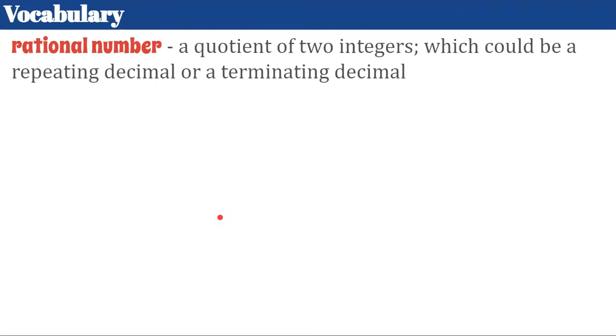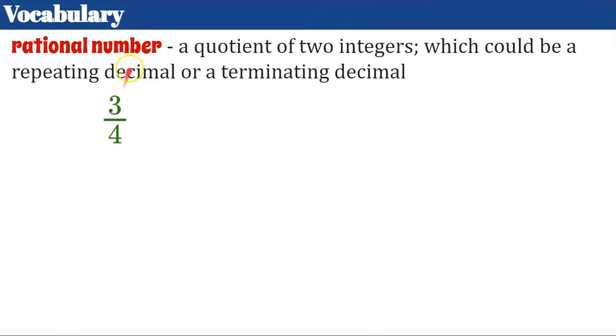Let's begin with some vocabulary. So our title is what is a rational number? So let's define it. By definition, a rational number is a quotient of two integers. So that means two integers that are being divided, it's their answer. Quotient is the answer when you divide, which could be a repeating decimal or a terminating decimal. And I'll go over these further in the video.